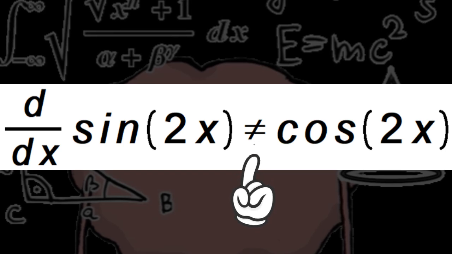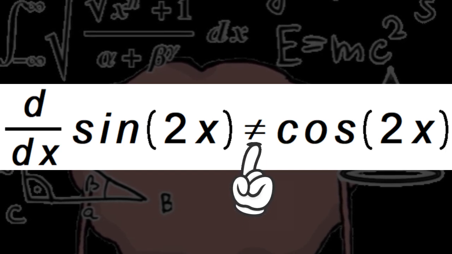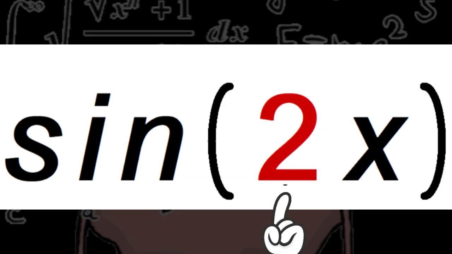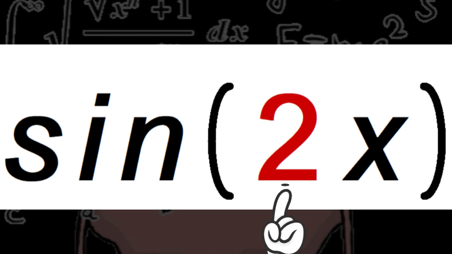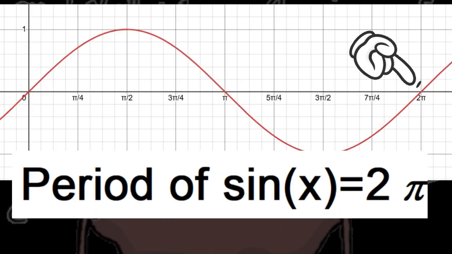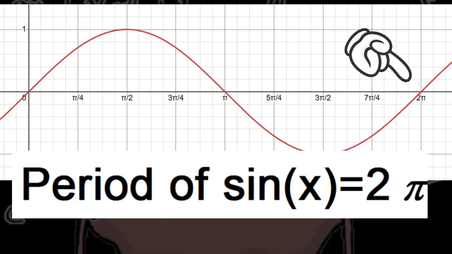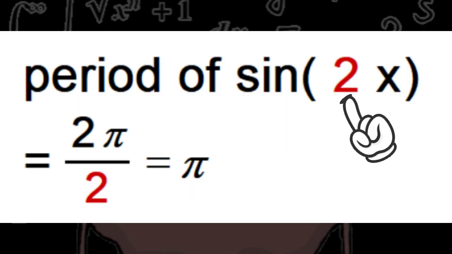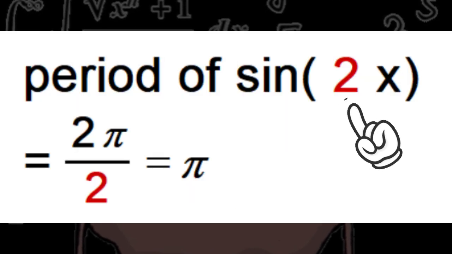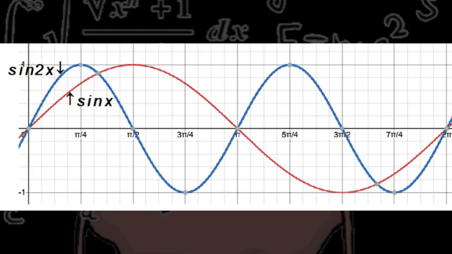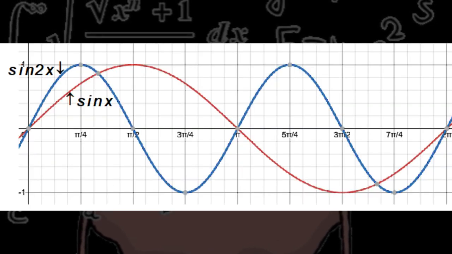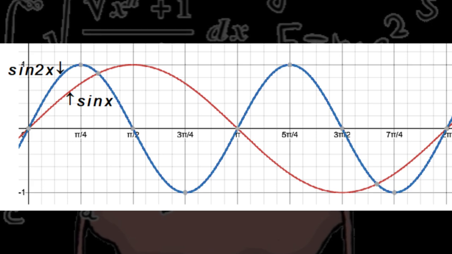Let's take a look at why the derivative of sine of 2x is not simply cosine of 2x. Here, we have to think a little about the meaning of the 2 in 2x. For the basic sine of x function, the period is 2 pi. The 2 in 2x means the basic period gets divided by 2 to make a period of just pi. This means the graph of sine of 2x is compressed relative to the graph of sine of x.